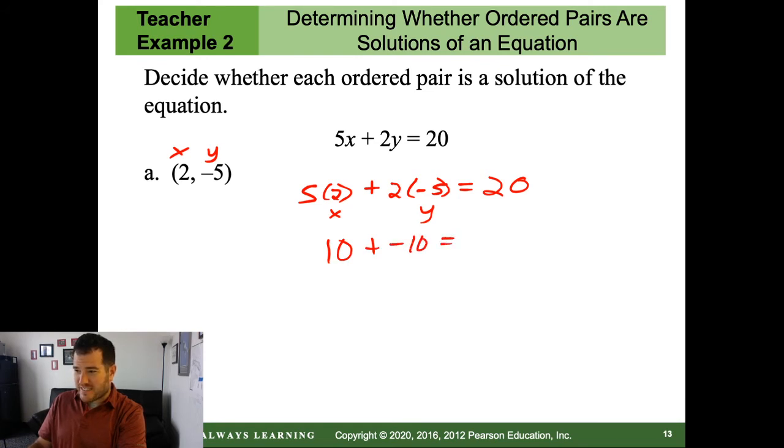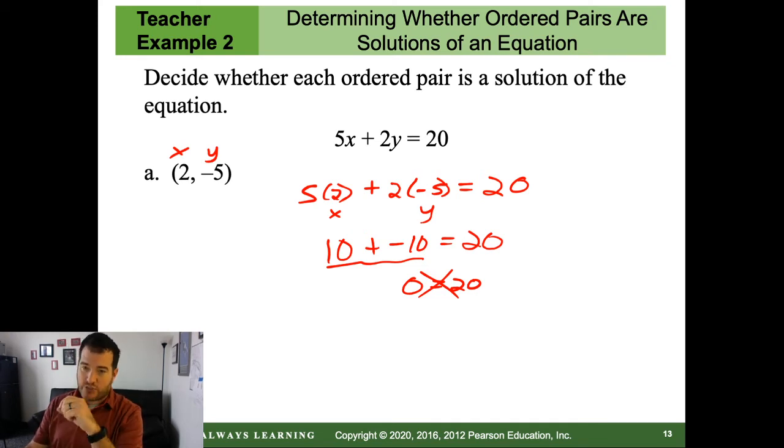So the question is, does that equal 20? Well, 10 minus 10 is 0. Does that equal 20? I would say big fat no. So I would say that is not an ordered pair. That ordered pair is not a solution for that equation. So go ahead and try this one.